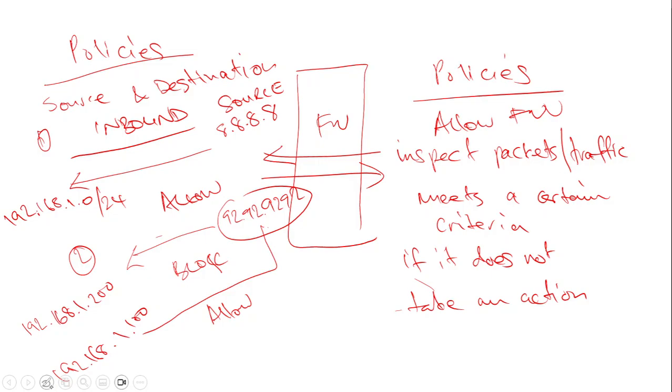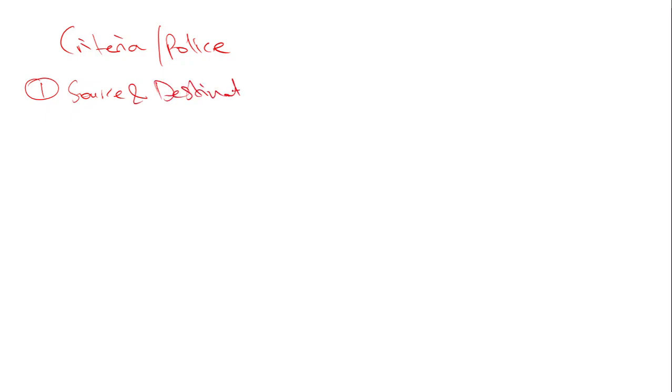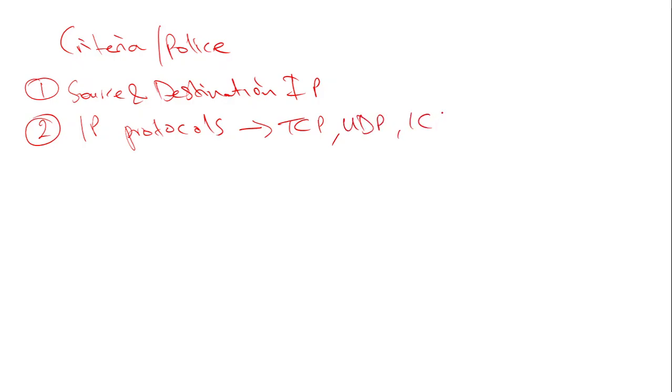So we are creating a criteria or a policy based on number 1, source and destination IPs, or number 2, we can base it on IP protocol, which means, for example, TCP, UDP, ICMP.